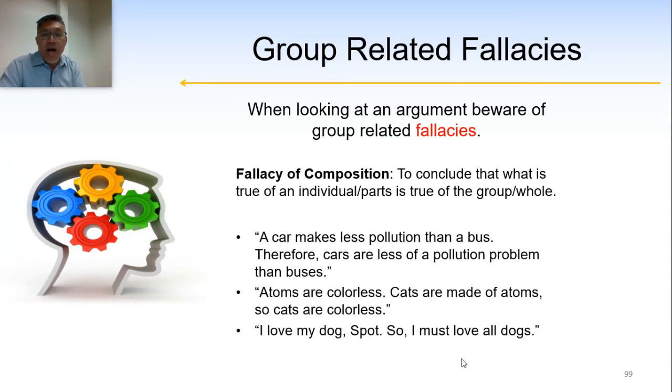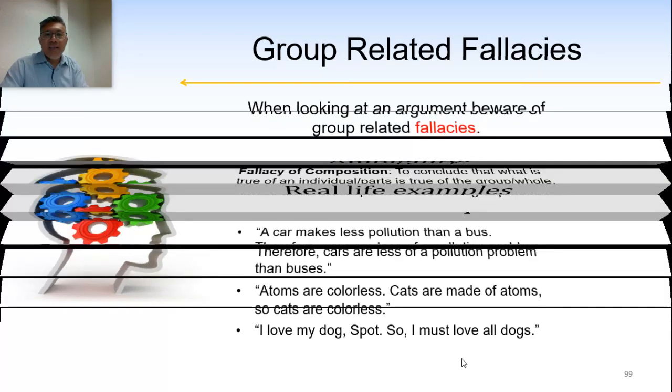If you said to somebody, I love my dog Spot, so I must love all dogs. Well, you might love all dogs, but it's not necessarily a conclusion that can be made from saying you love your dog Spot. If you said Jamie loves her cat Craig, therefore Jamie must love all cats, well, that's not necessarily true. What's true of the individual is not necessarily true for the group. That sort of argument isn't a very good one. All right.